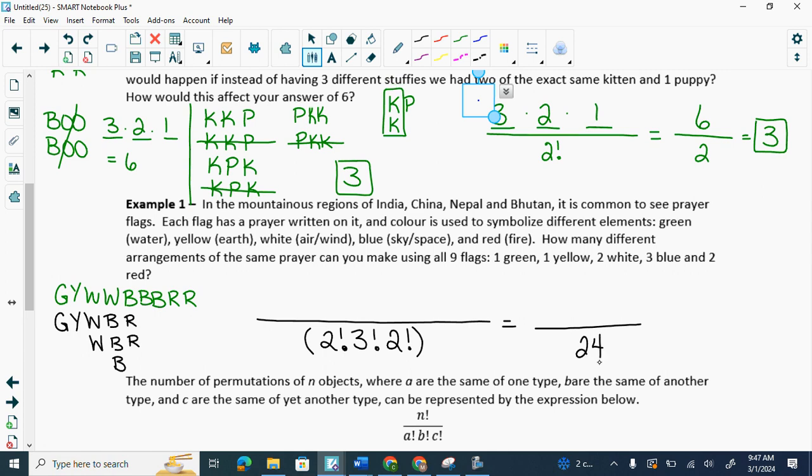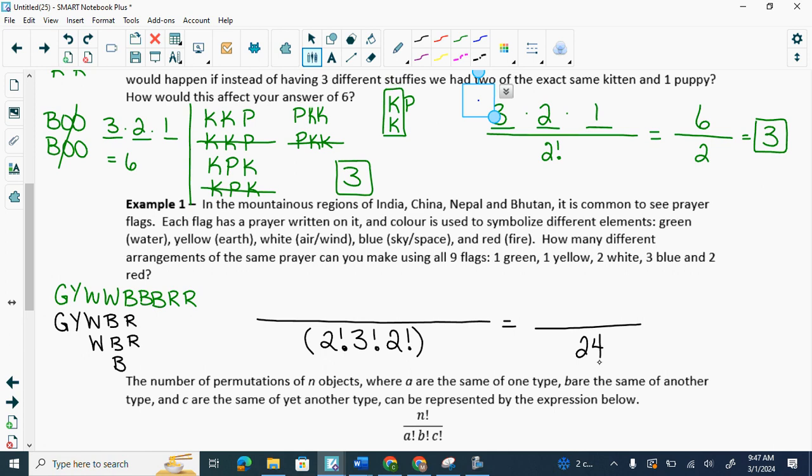If I did 7 factorial, which is all of them, that's 5040. I'd be dividing by a totally different number, correct? 7 factorial represents 7 of the exact same letter. Do I have 7 of the exact same letter, or flag in this case? No.